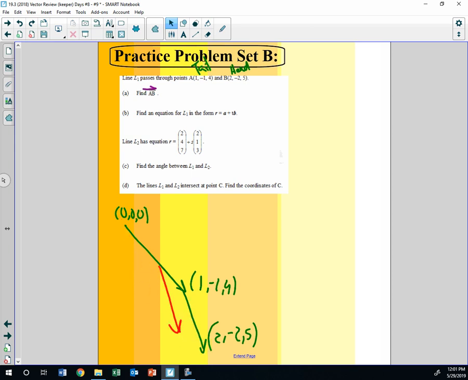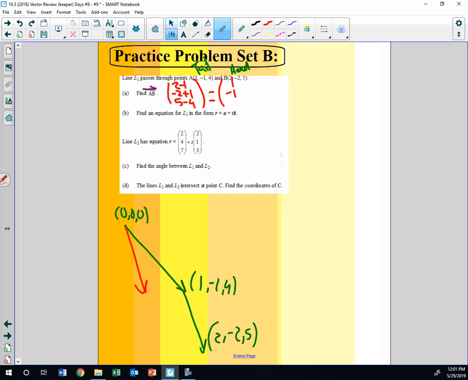Is this the same vector? Is it easier to deal with if the tail's at the origin? Big time. So you're just going to go 2 minus 1, and then negative 2 minus negative 1, and then 5 minus 4, which gives 1, negative 1, 1. That's AB. So then for L1, you're going to go X, Y, Z equals point A. Let's go with A here. 1, negative 1, 4, plus direction vector. Which is the direction vector?